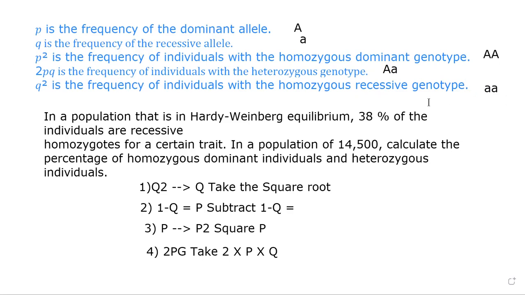So let's take a look at one of the problems from your handout. In a population that has a Hardy-Weinberg equilibrium of 38% of the individuals that are recessive. So they're telling you that right here, Q squared. Q squared equals 0.38, because that's 38%. And that's where we're going to start.